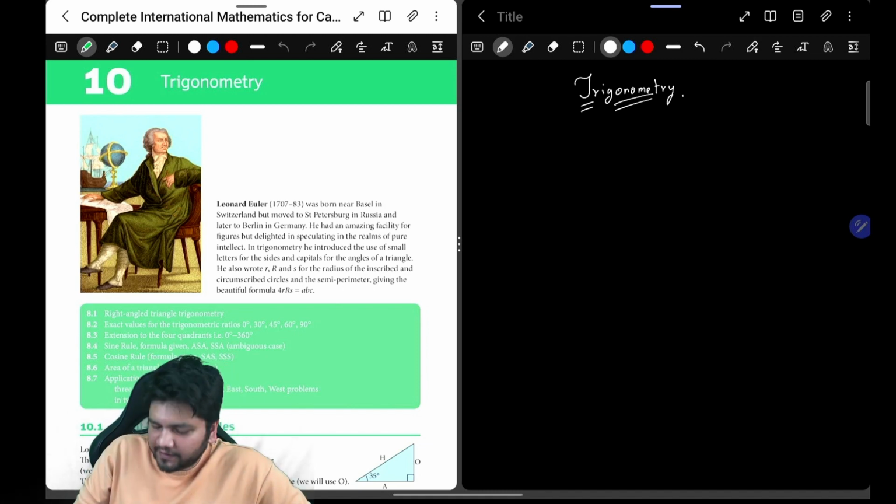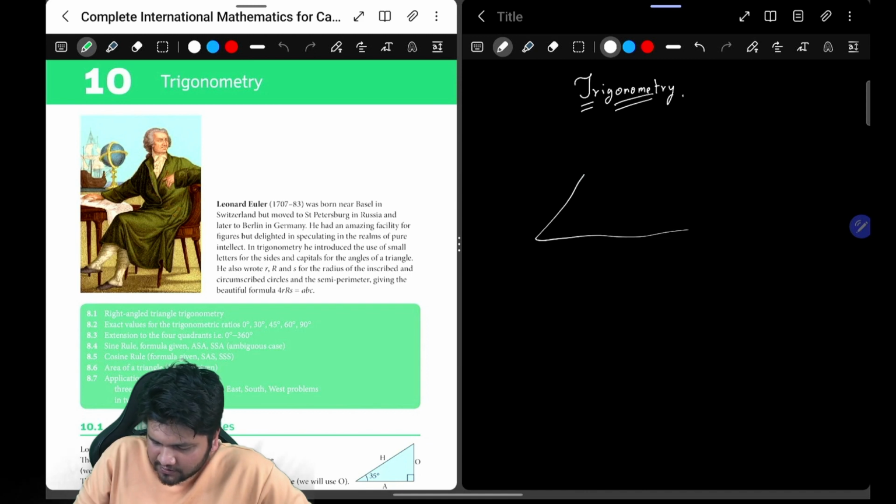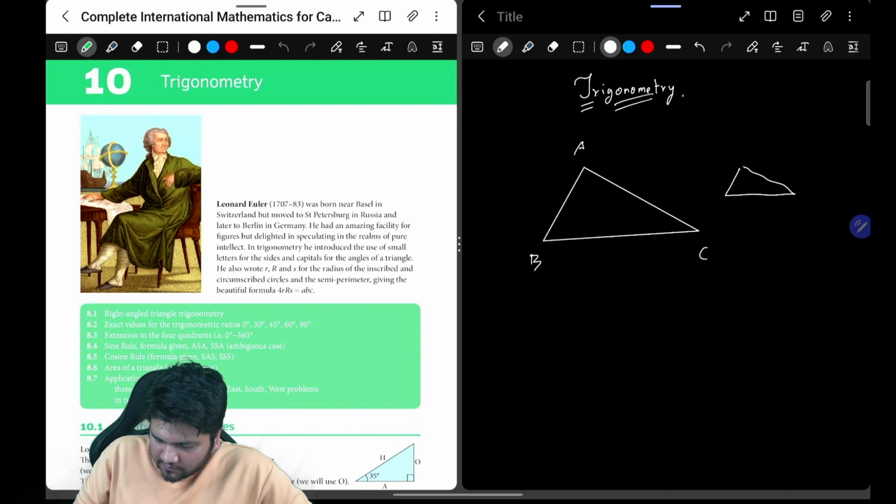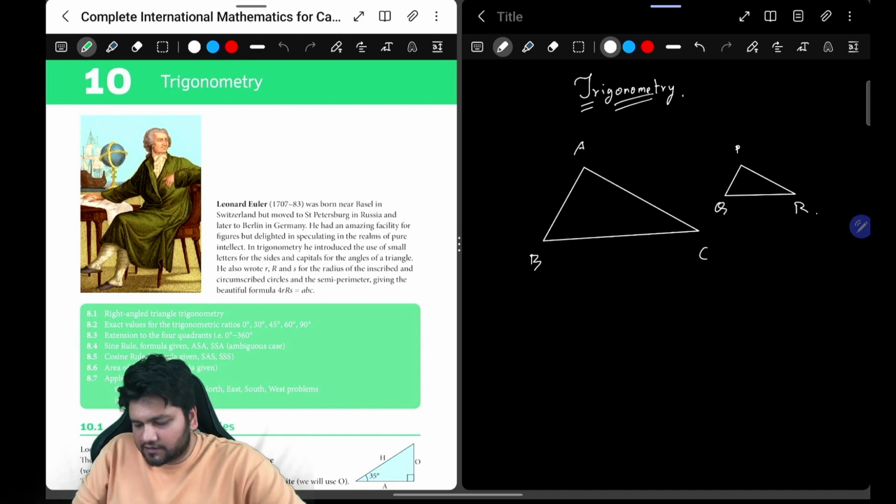So before trigonometry, I generally start with this thing called similarity of triangles. Abir, are you there? Yes, sir. So these are the two triangles which are similar.